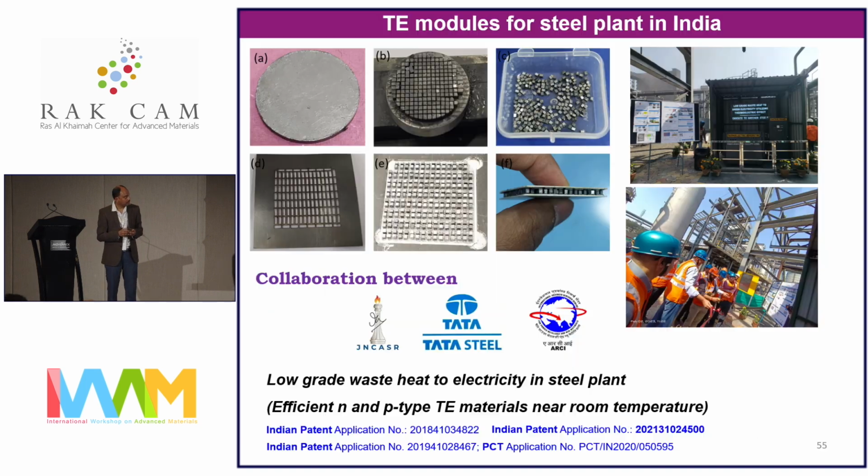So over the years, we worked with them and created this P-type and N-type thermoelectric material near room temperature. Those are basically based on bismuth, antimony, tellurium, and selenium. And we have also patented our work. We have a joint patent, and we have scaled up the material. We have made multi-leg devices, and we showed, by collaboration with Tata Steel, JNCASR, and ARCI, that a 1 kilowatt generator can be built in the steel power plant by our material and prototype. So with this, I come to the conclusion.